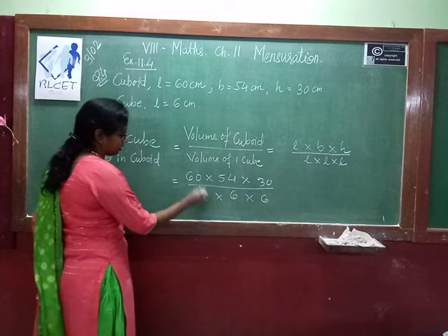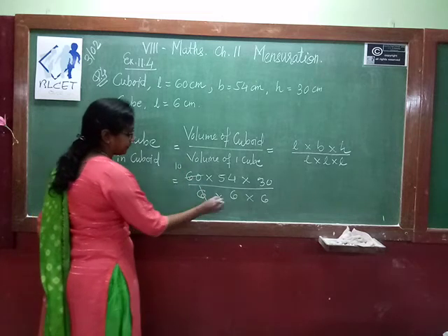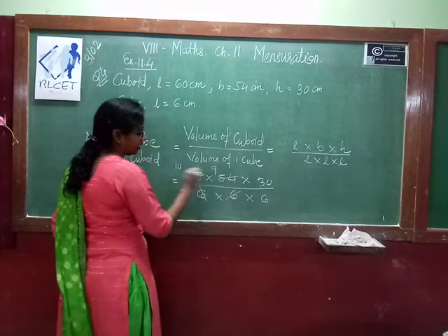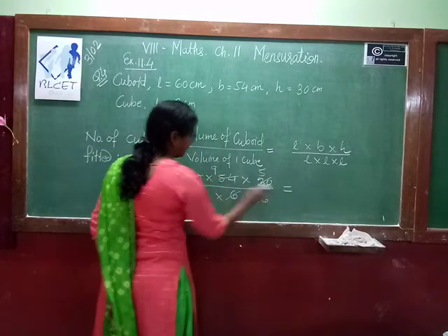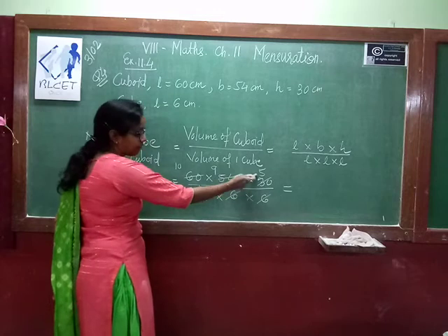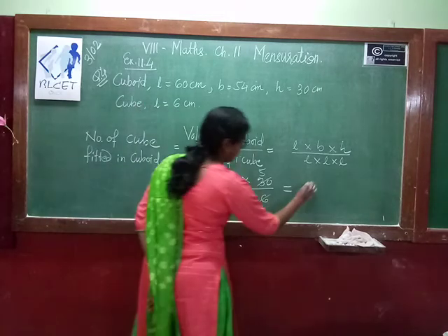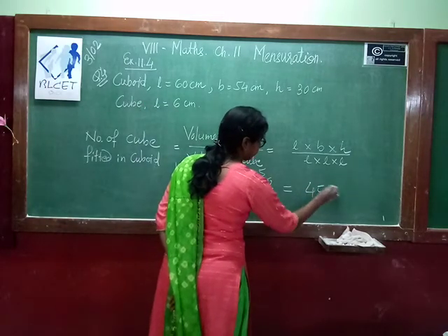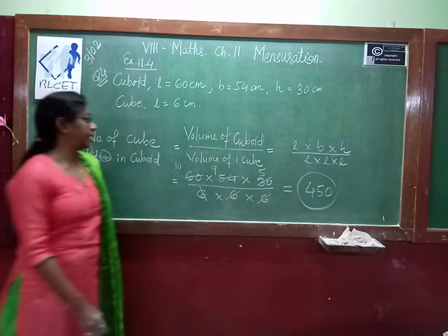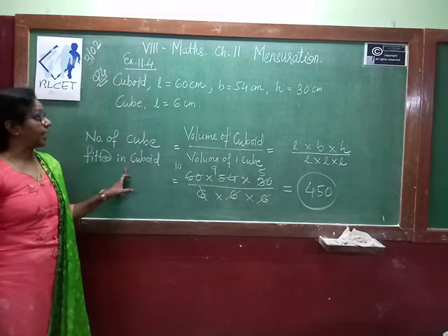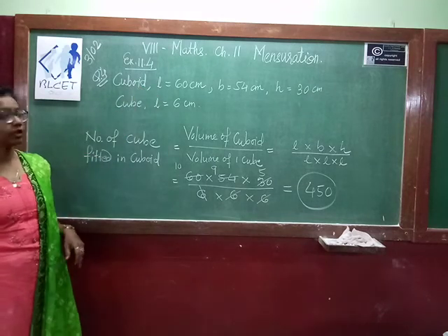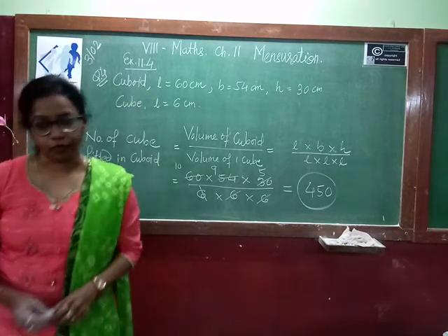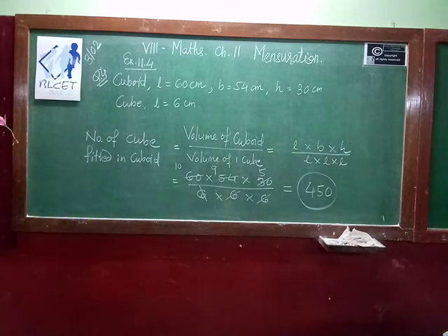Do the cancellation. 6 times 10 is 60, 6 9s are 54 and 6 5s are 30. 9 5s are 45, 45 into 10. What is the answer? 450. So 450 small cubes can be fitted in this cuboid. So this way we can solve question number 4. Move on to the next question.